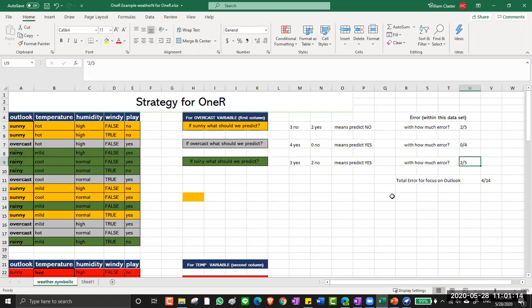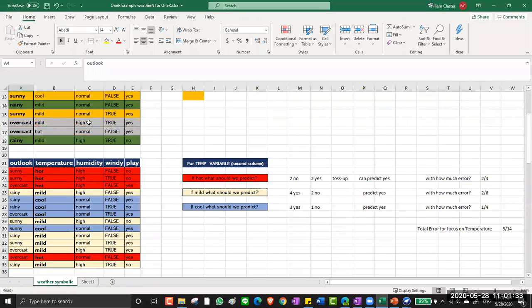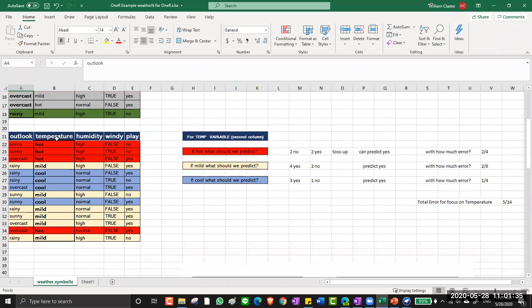Yes. Okay. All right, so that's for Outlook, which we just chose arbitrarily to make the predictions. We want to do it for all of the variables, not just for Outlook. So we can do the same thing for temperature, which I did here. How many possible values does temperature have? Three, right? Hot, mild, and cool are the only things that temperature can be.